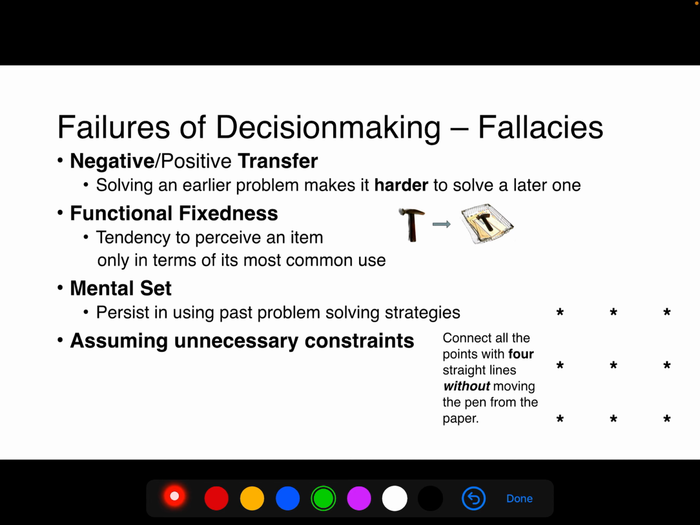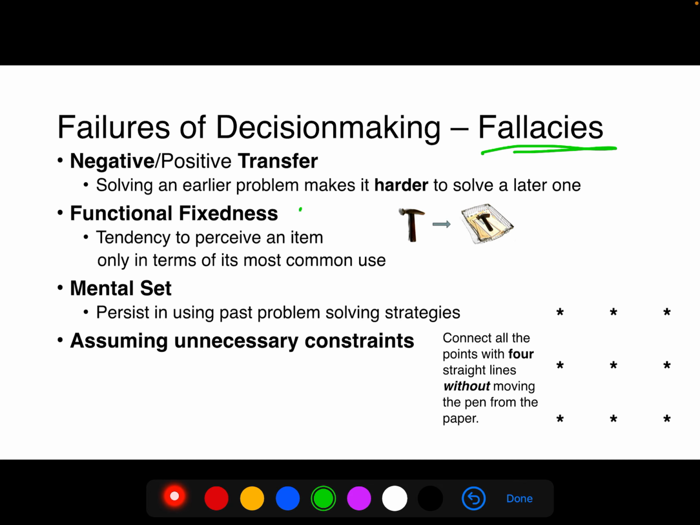So when we're looking at fallacies, they are a specific thing that's a failure in our internal logic, and there's a whole bunch of formal fallacies, informal fallacies. Again, if you're interested in that, take a logic class or Google them. So negative or positive transfer, solving an earlier problem makes it harder to solve a later one, or maybe it makes it easier. That's an odd kind of fallacious argument there.